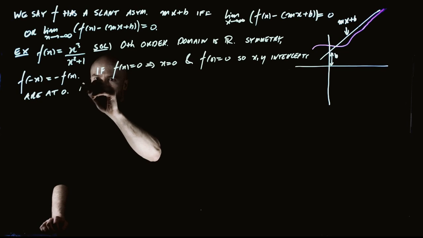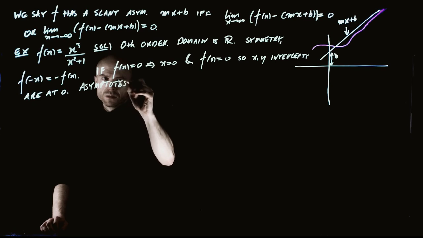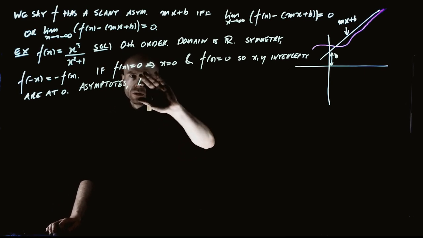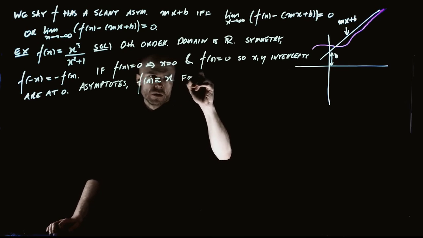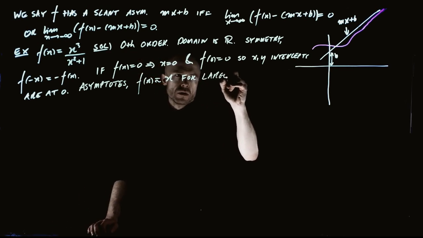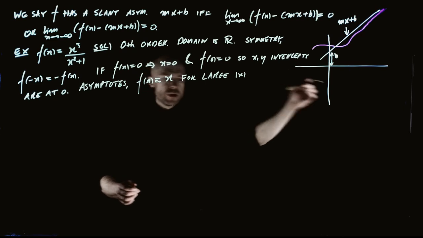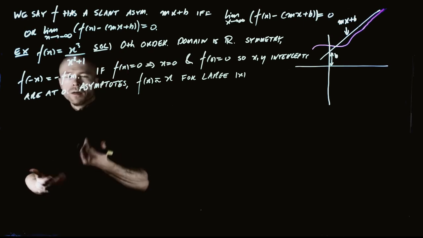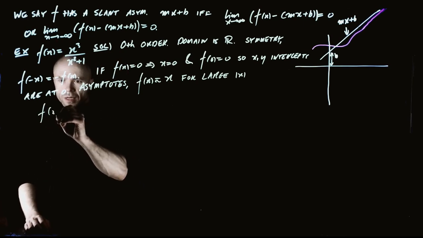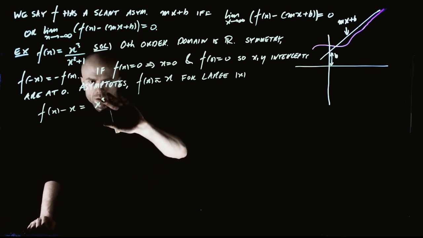So let me write that down. So asymptotes: f of x kind of looks like just x for large x. Let's write large absolute value of x, so that includes very positive x and very negative x. Yeah? And how are we going to check that out? Well, let's just do some algebra. So f of x minus x, what's that? That is x to the 3. I'll write this better.